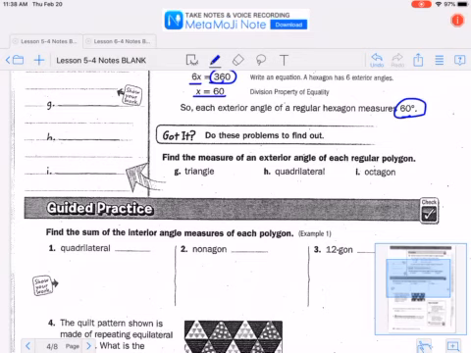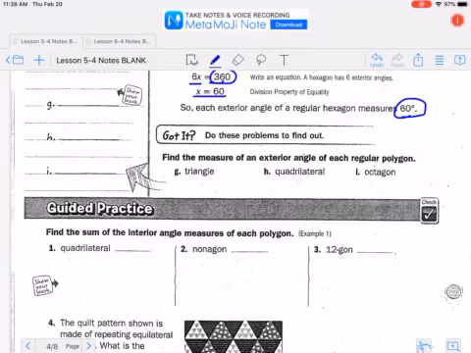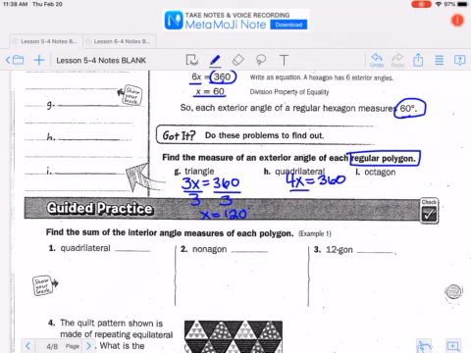So for the next problems, when we find the measures of an exterior angle of each regular polygon, we know they have all the same sides and the same angles. So for a triangle, we would have 3x is equal to 360. And when you divide by 3, x would equal 120 degrees. For a quadrilateral, we know that's 4 sides. So we would have 4x equals 360. Divide by 4, and we get x is equal to 90.